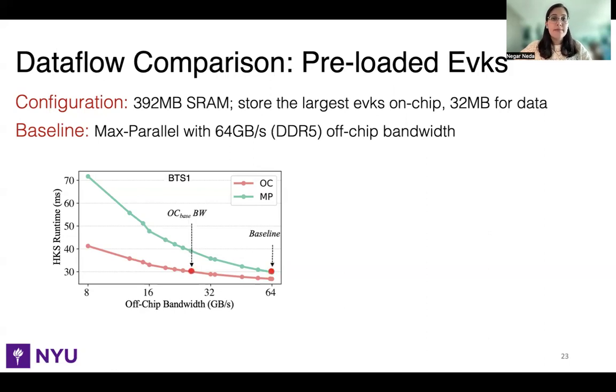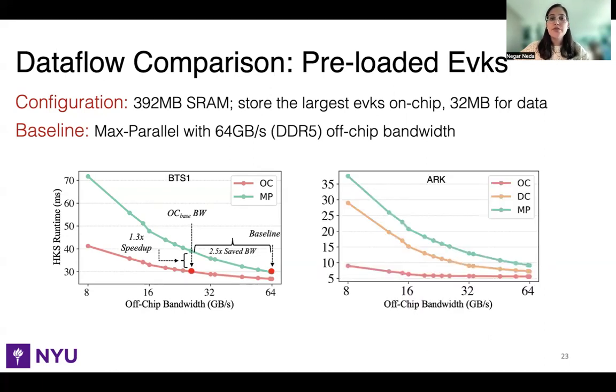This is our baseline, and this bandwidth is where output-centric is getting the same performance as the baseline. The difference between these two bandwidths will be the amount of bandwidth saving that we have, and the difference between output-centric and max parallel runtime in the calculated bandwidth will be our speedup.